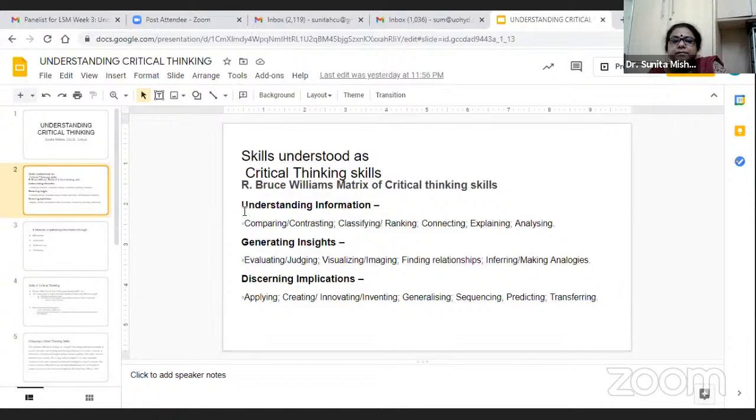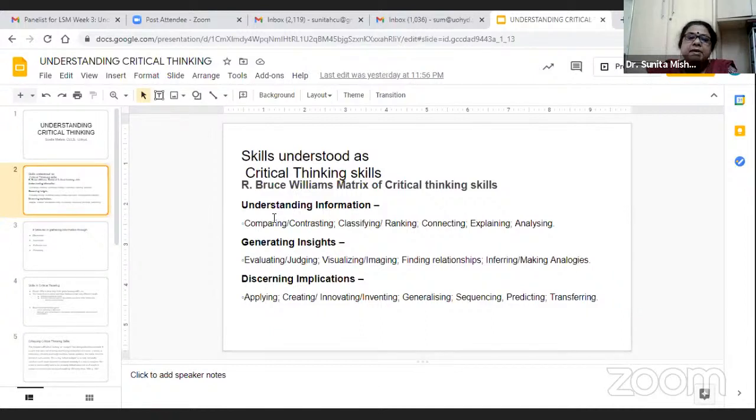Generating insight. We get the information, but from the information we have to be able to put the information in a certain kind of relationship, infer, make analogies, evaluate the information, judge the information, and only then can we discern what are called implications. Okay, this is the information. This is the insight I get from the information. So what are the implications of this information and the insight on the information for me and for my situation? So: understanding information, generating insight, and discerning implications. These are the three important factors.